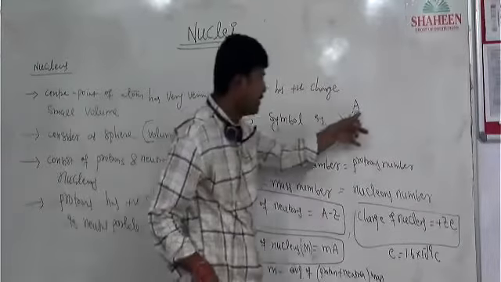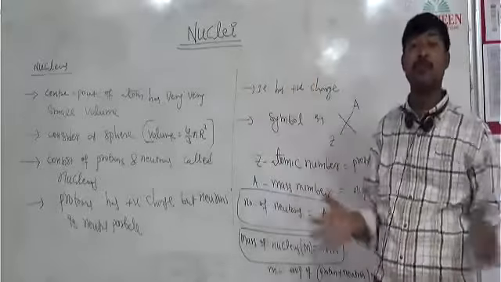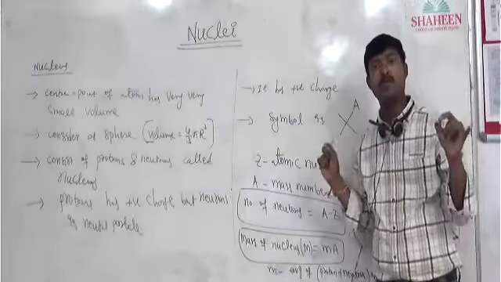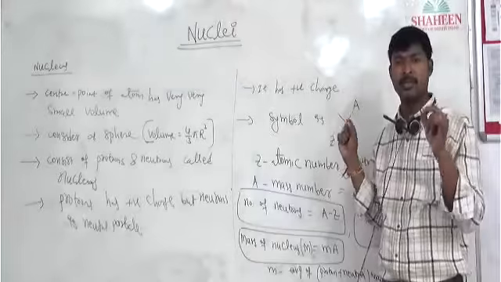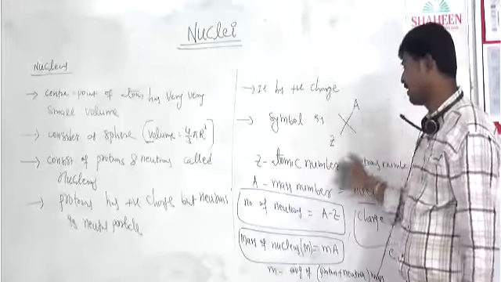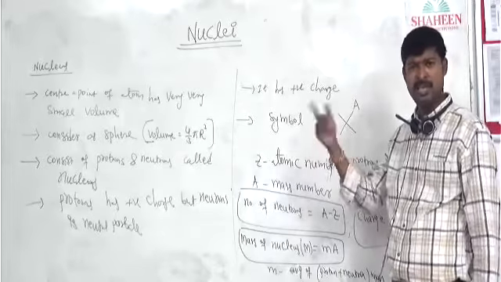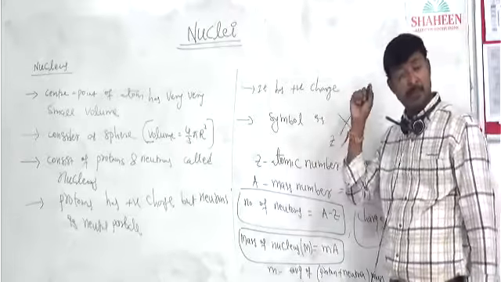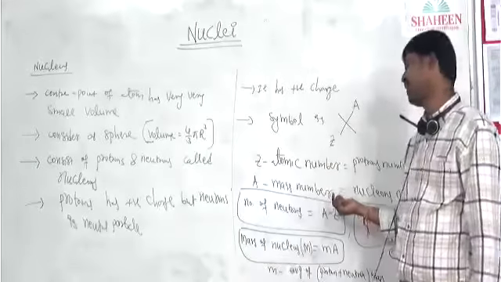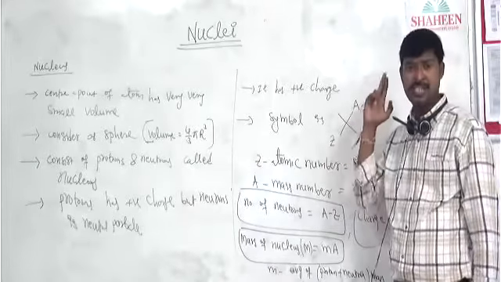Here A is not a mass of nucleon. A is the number of nucleons. How many total protons and neutrons are present inside the nucleus? That is represented by A, the mass number. Mass is provided by the proton as well as the neutron. That is the reason it is called the mass number. It's not mass, it is just the mass number.